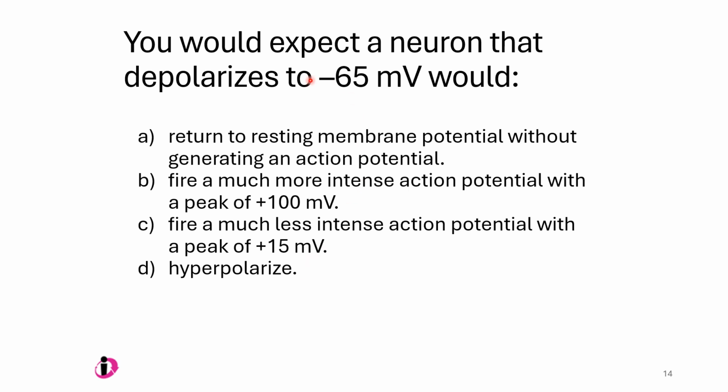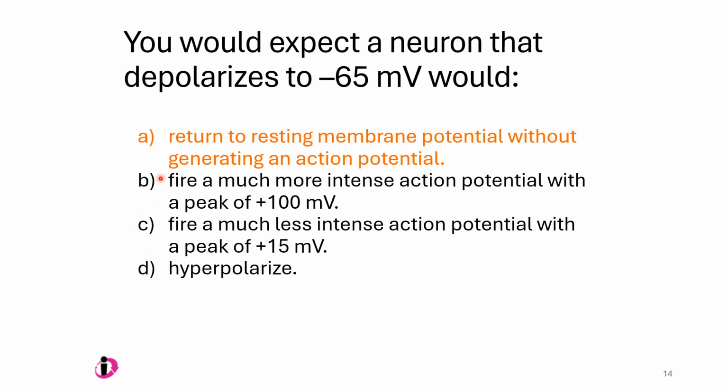So of these answer choices, I hope that you picked out answer A. Answer A is the correct one. If you have negative 65 millivolts, you have not reached threshold. Threshold is negative 55 millivolts. So you've had a small graded potential, even a graded depolarization, but it's not been enough to hit negative 55, not been enough to hit that threshold mark, so you did not form an action potential. So in fact, what will happen is you will return to resting.